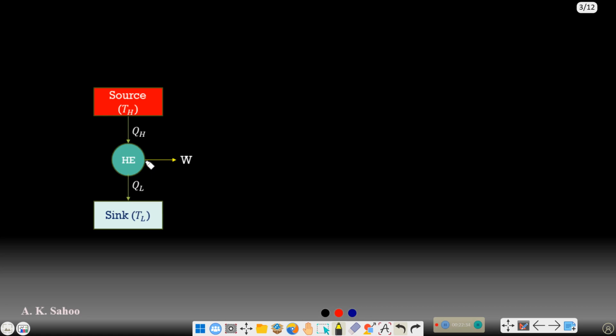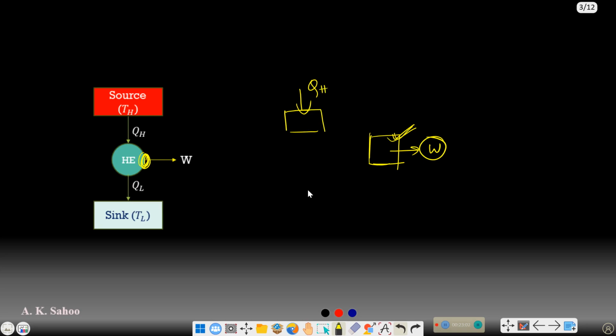Okay, now I am saying from here we are getting some amount of work. Let there be another separate device, and from this I am getting some amount of work as well. So again, to get some amount of work as the output, I'll be requiring heat as the input.